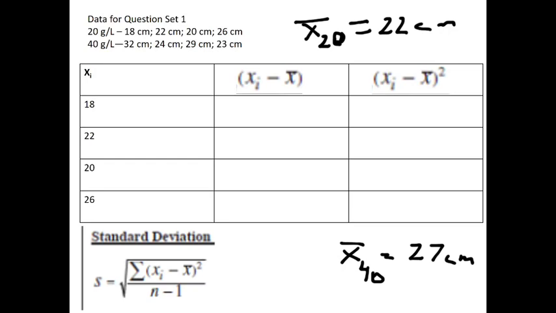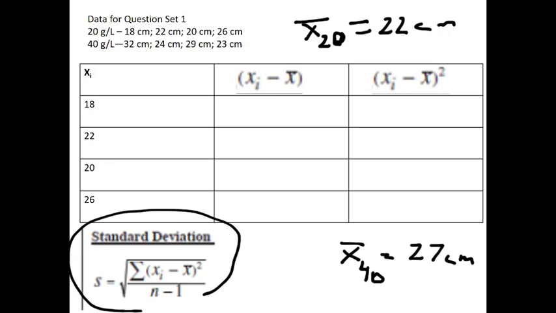The next thing we were asked to calculate is the standard deviation. Now here's our formula for standard deviation. Notice it says to take the square root of sigma, which means summation, of the quantity xi minus x bar squared over n minus 1.